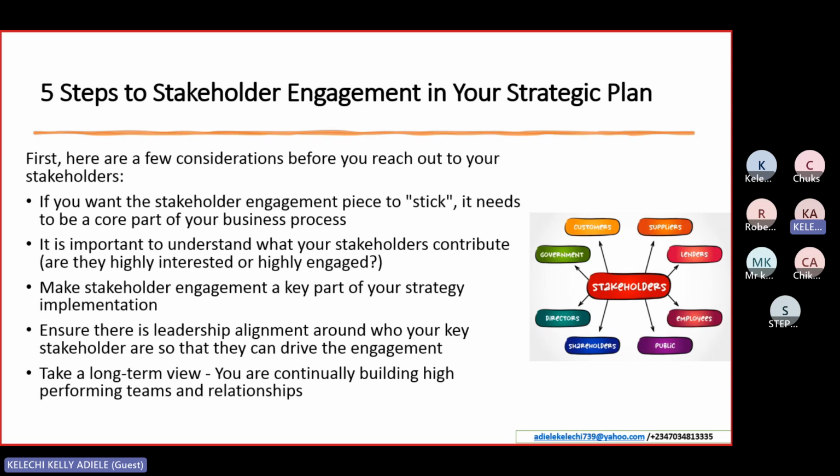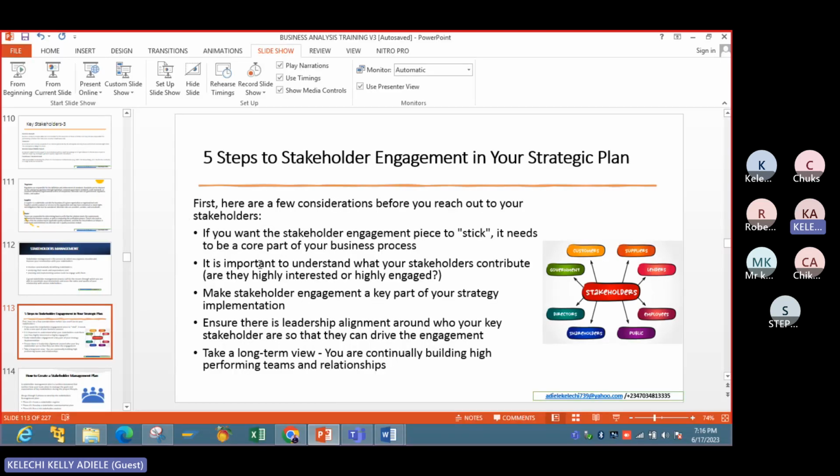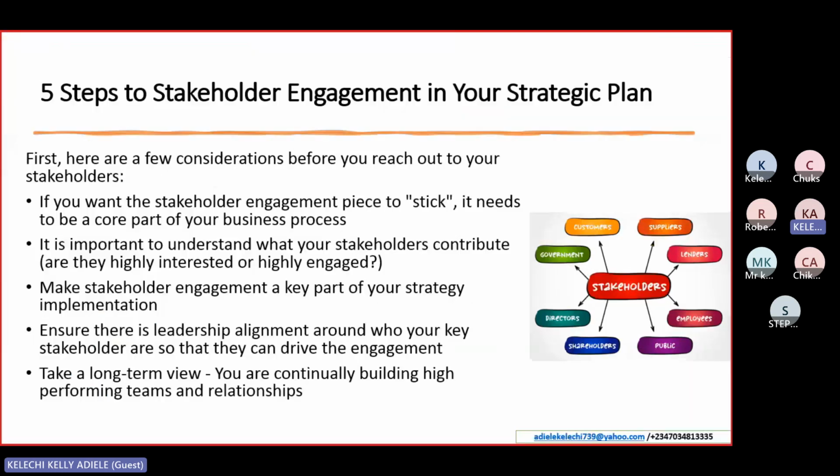What are the 5 steps you can use to engage them in your strategic plan? So let's look at some of these steps. The first thing is that if you want the stakeholder engagement piece to stick, it needs to be a core part of the business process. So you have to make sure that when you are managing your stakeholders, you have the business process in your mind. For example, if I have the BRD and I have some set of activities, I should be able to identify the stakeholders that are responsible for those activities and engage them.